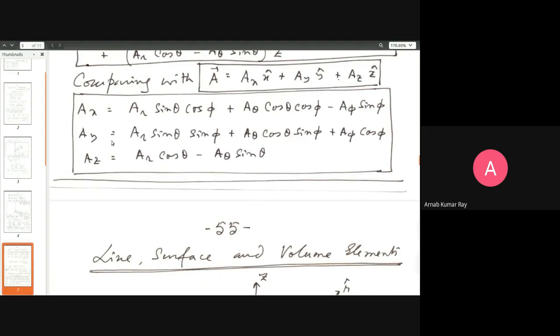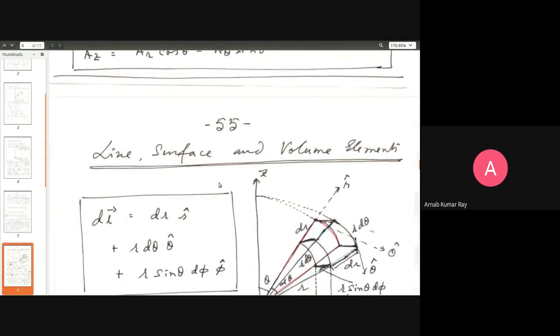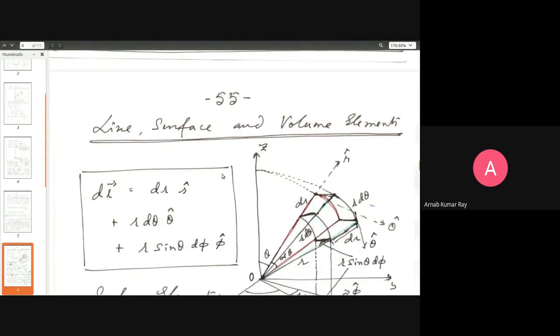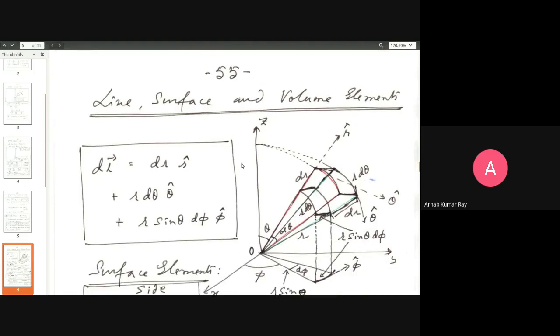Those are the three things that we have. You can square them, add them all together, and you should be able to see that A_x squared plus A_y squared plus A_z squared is equal to A_r squared plus A theta squared plus A phi squared. I'll show that in a supplementary set of notes, but I think you should be able to do it by yourselves. It's not a very difficult exercise, really. Okay, now we look at line, surface, and volume elements.